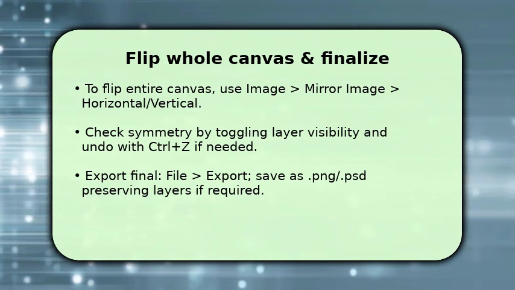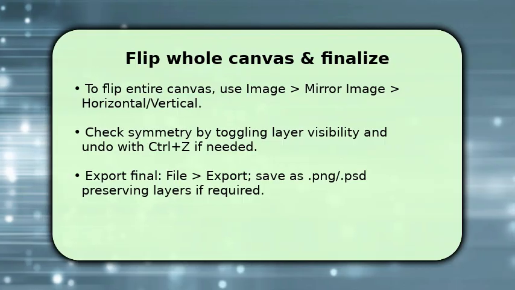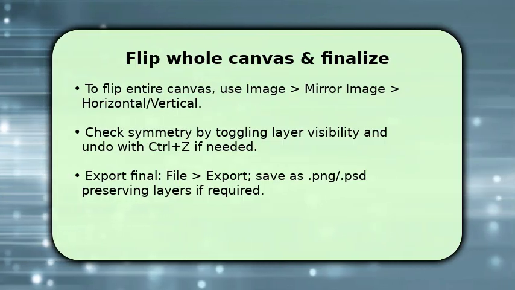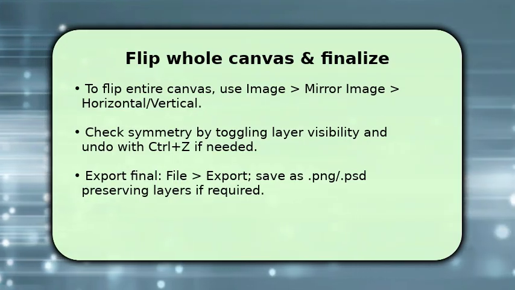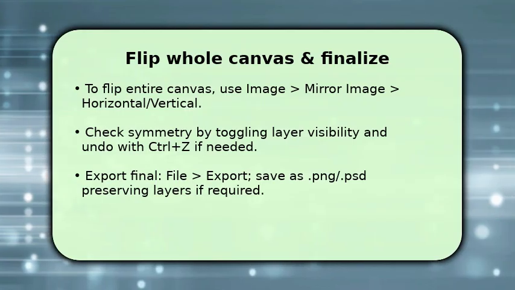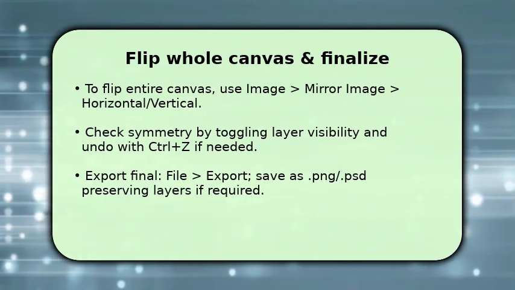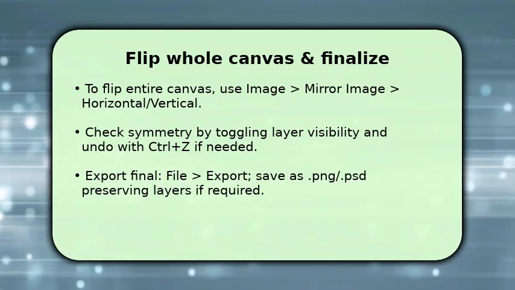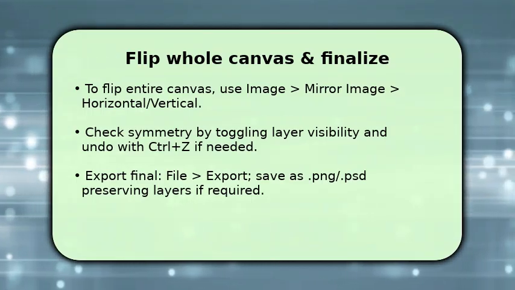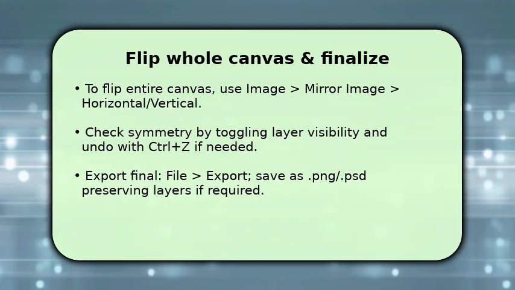Once flipped, review edges and alignment. Toggle layer visibility to inspect artifacts and use Ctrl+Z to revert if something looks off. Finally, export via File Export and choose Format, Use, PSD to retain layers or PNG for flat output. If you encounter a blank result, check layer locks and visibility. Unlocking layers usually resolves that.